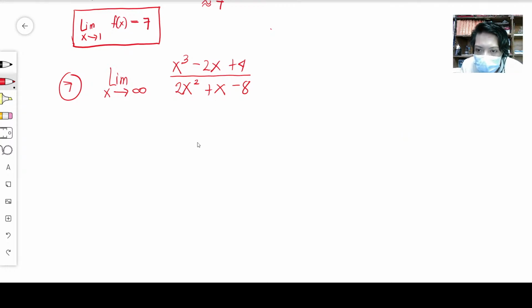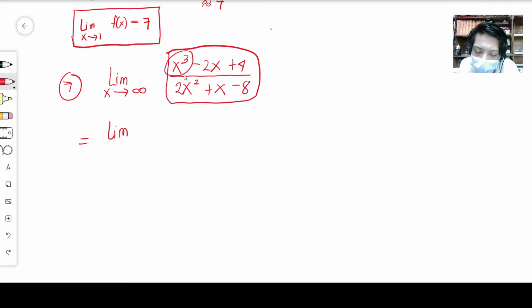When x approaches infinity, before you substitute the infinity, make sure you first divide all terms in the numerator and the denominator by the term with the highest degree. So this is equal to the limit of, we divide by x cubed. When you look at this function, the highest degree term is x cubed, right? So x cubed is what we divide all the terms by.